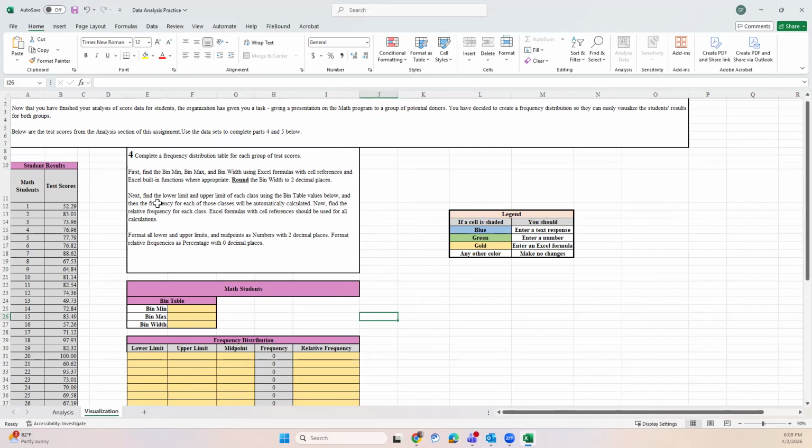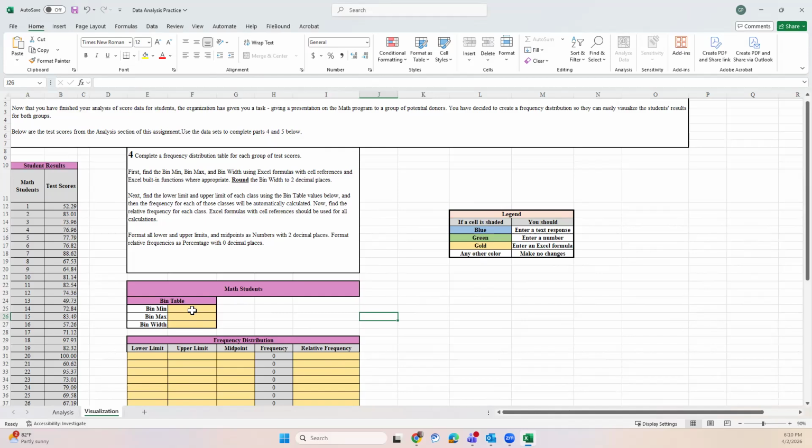Then it's going to tell me I'm going to find a lower limit and upper limit for each class, or each group, or each bin, however you want to word that. And I'm going to calculate the midpoint here. And these are all going to be numbers with two decimal places. Then I'll do relative frequency, which will just be a decimal, or a percentage with zero decimal places. So first, let's do this.